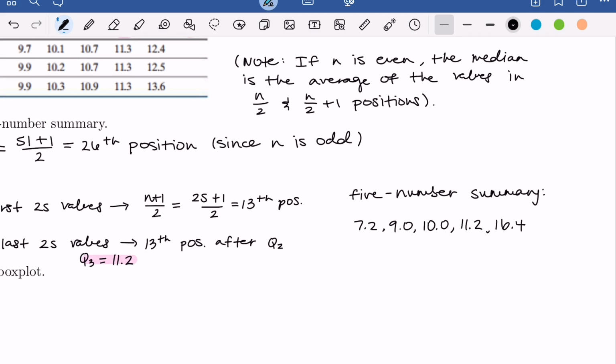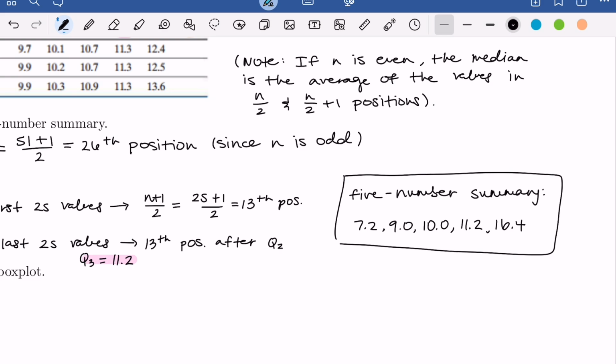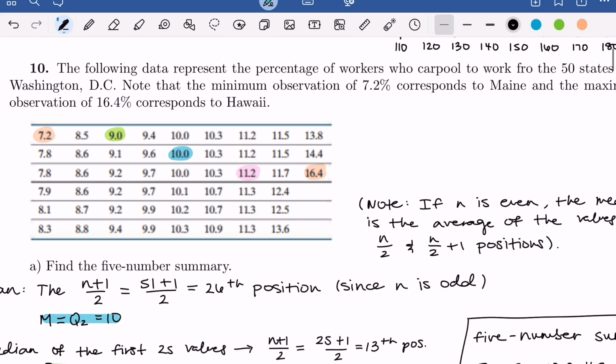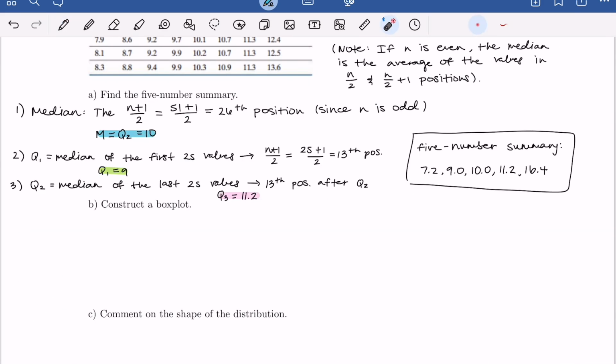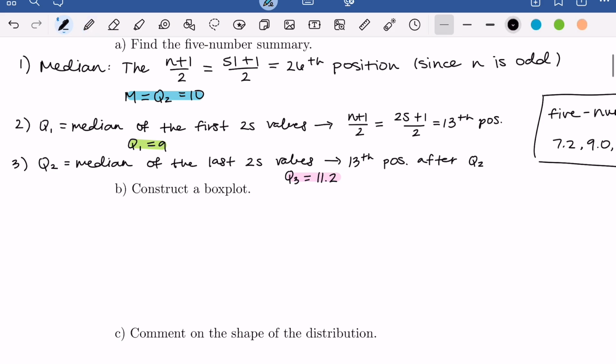All right, so that's how we would find the 5 number summary for this data set. For part B of this example, we want to construct a box plot using this 5 number summary here. We're going to do so just like we saw in the first example for this section. We first need to find our lower and upper fences.